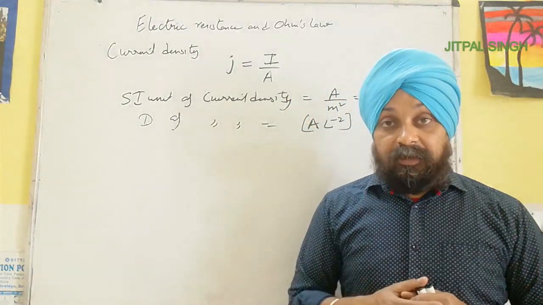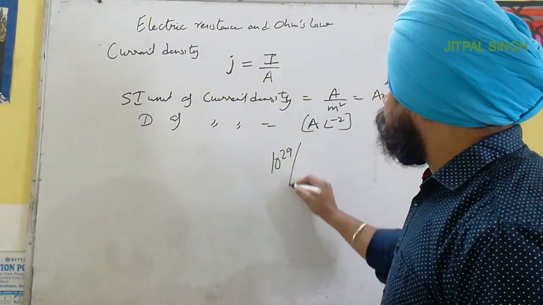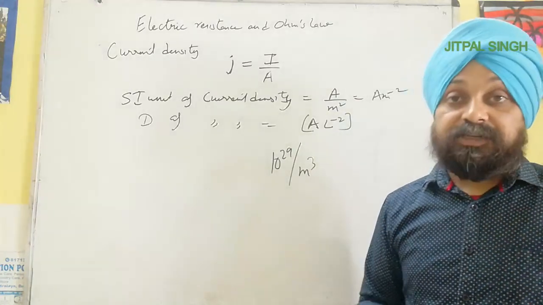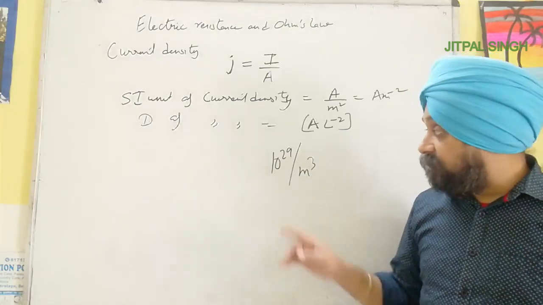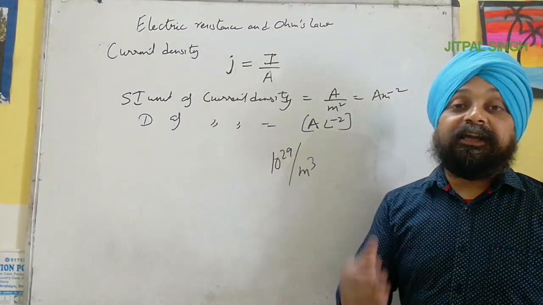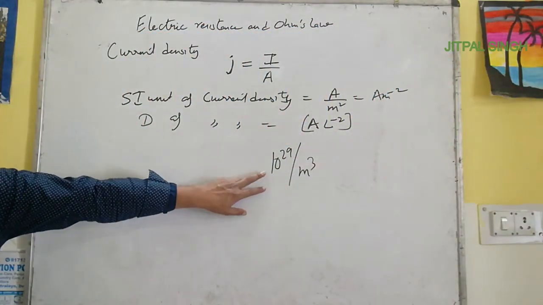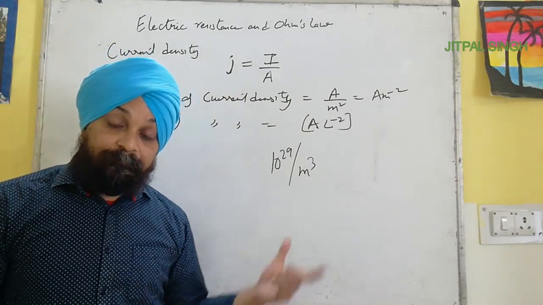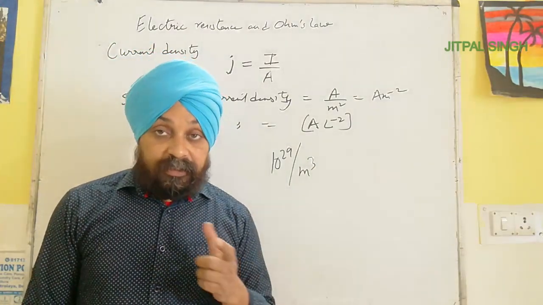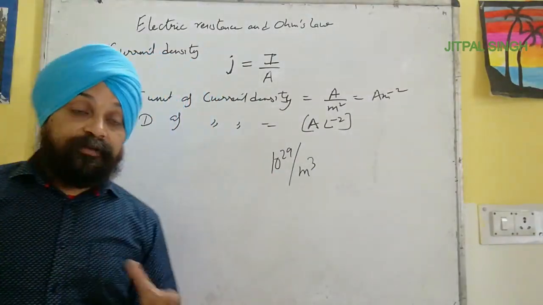In general, for a conductor, the number of free electrons is 10 to the power 29 per meter cube. If we take 1 meter cube volume of a conductor, then the approximate number of free electrons is 10 to the power 29. We call it free electron density, or number of electrons per unit volume. Try to remember this particular number. The idea behind electronic conduction, or current through a conductor, is free electrons present within the conductor.